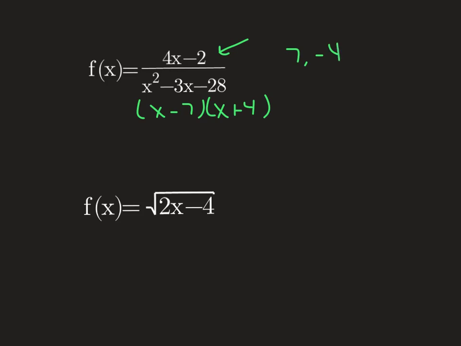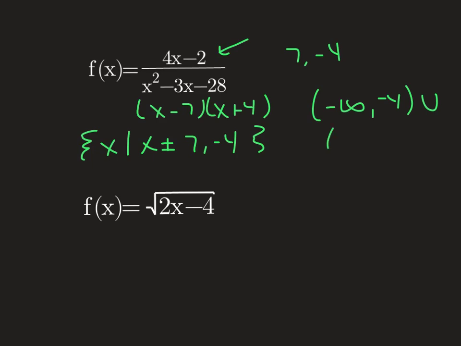So two ways you can write this. One is you can write it in what's called set notation. You can write it like this: all x such that x does not equal 7 and negative 4. You can do it that way, or you can do interval notation, which looks like this: everything from negative infinity to negative 4, union everything from negative 4 to 7, union everything from 7 to infinity.